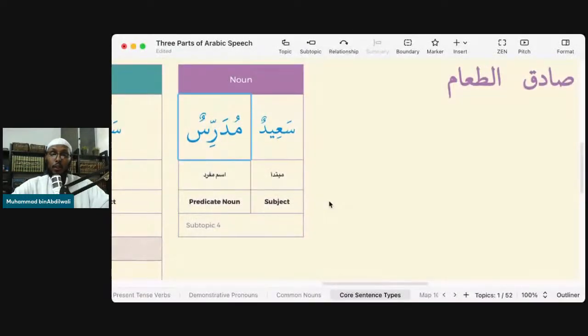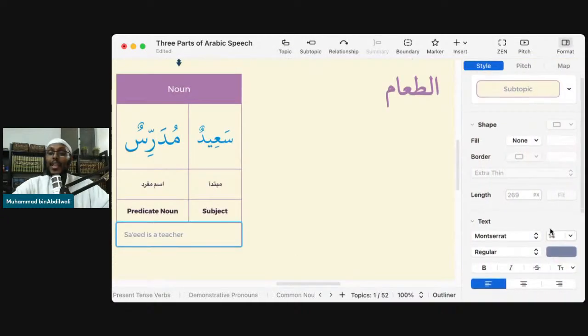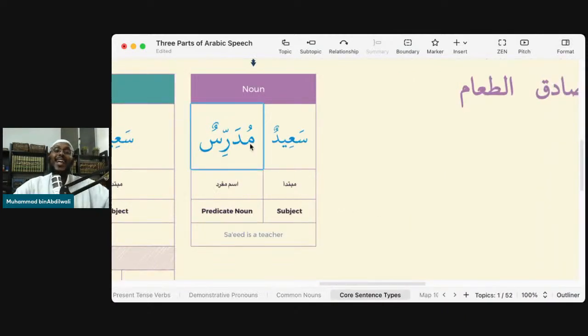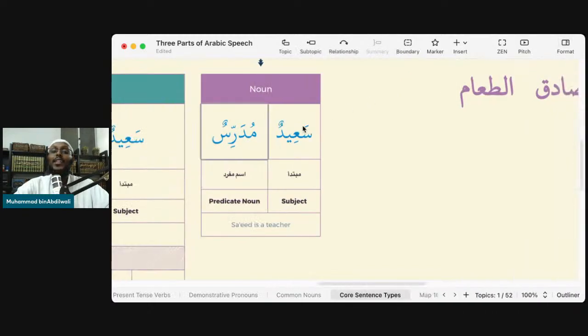Basically, the rule is this, at least as a starting point. Again, there are exceptions to the rules, but we always start with the default. Barakallahu fikum. This, by the way, means Sa'id is a teacher. The rule is that, just as the mubtada needs to be definite, the khabar needs to be indefinite. Just the way the mubtada needs to be definite, the khabar needs to be what? Indefinite. So you can't have a definite khabar.